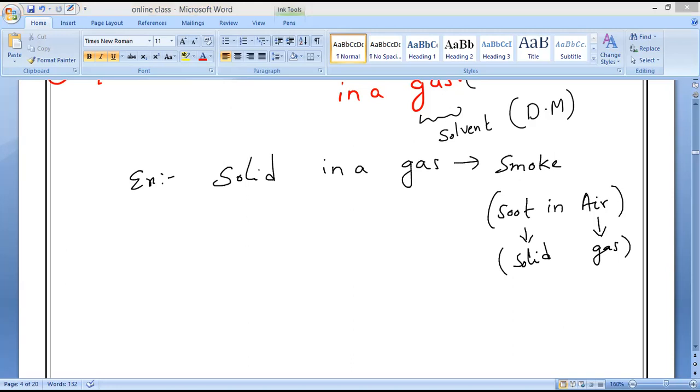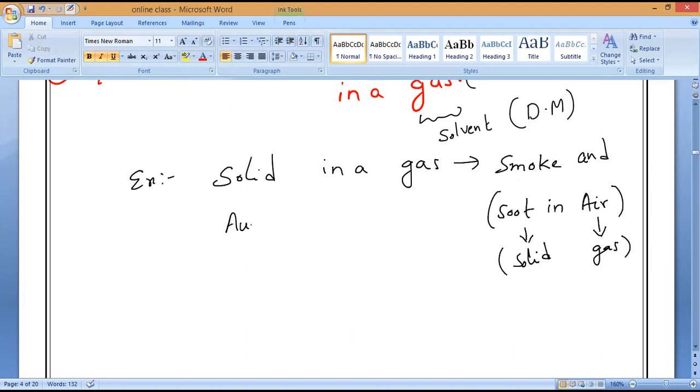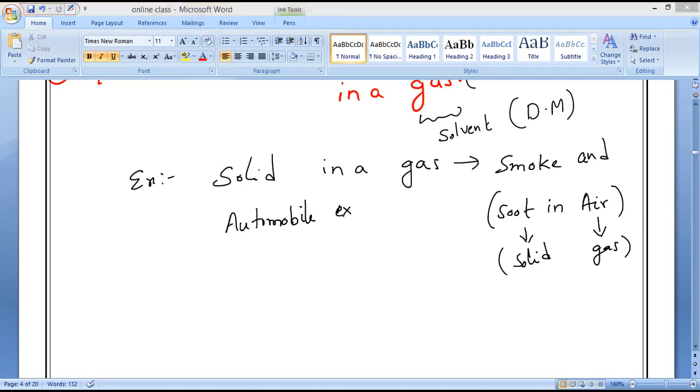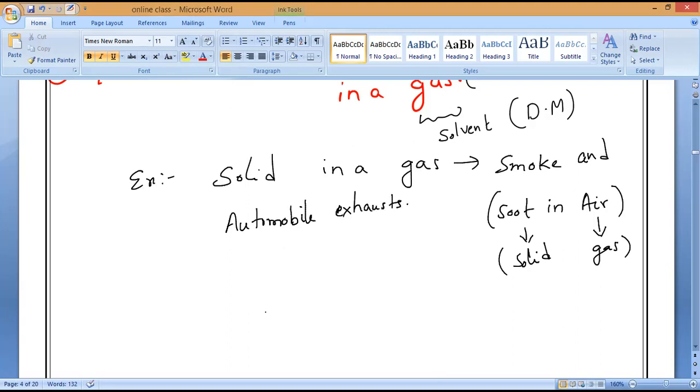You can take automobile exhaust also for this one. Smoke and automobile exhaust, meaning what our bikes release. Now, liquid in a gas, tell me any example. Anybody? Let me see who will say. You all use sprays, hairspray, body spray, everything. Hairspray. Yes, liquid in a gas. These are the examples of aerosols.